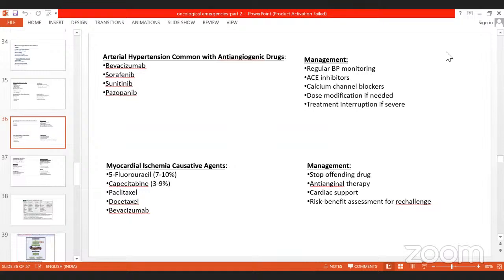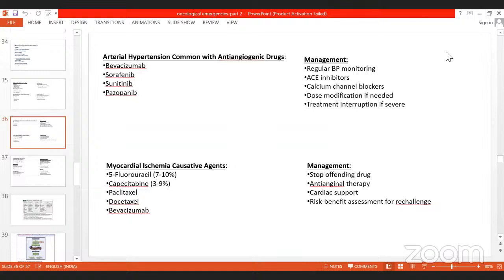So whenever we give 5-FU, before giving the chemotherapy, we generally assess the patient with an ECG and 2D echo. And also whenever the patient during the chemotherapy with 5-FU complains of any chest pain, we immediately need to stop the chemotherapy, do a 2D echo, and then assess the status of the heart. So this 5-FU is very, very important in a myocardial ischemia kind of complication. And the other things are capecitabine, paclitaxel, docetaxel, and bevacizumab. They also have some minimal effects as myocardial ischemia causing agents.